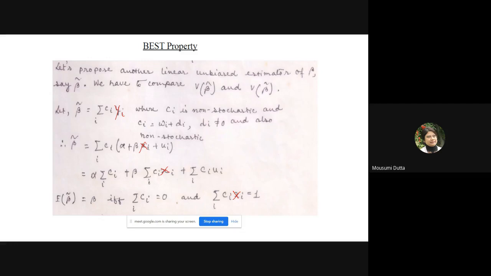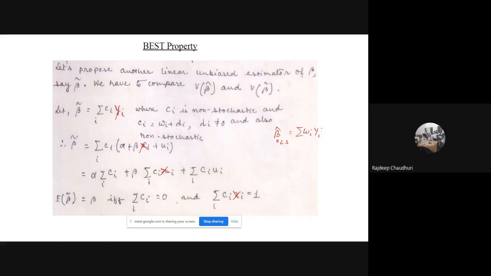So for beta tilde, I'm considering summation Ci Yi. Now, how did we present beta hat OLS? Beta hat OLS we presented as summation Wi Yi. We are following a similar kind of format. Beta tilde is equal to summation Ci Yi, where Ci is non-stochastic and Ci is equal to Wi plus Di, where Di is not equal to 0 and also non-stochastic.